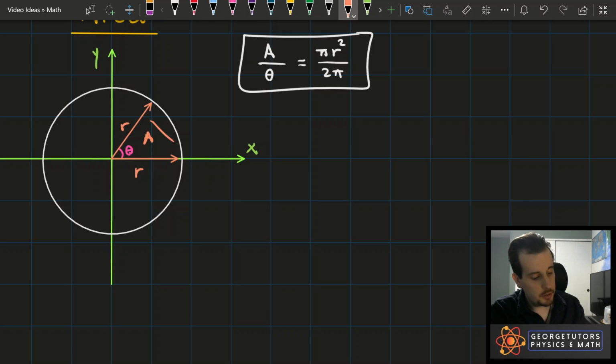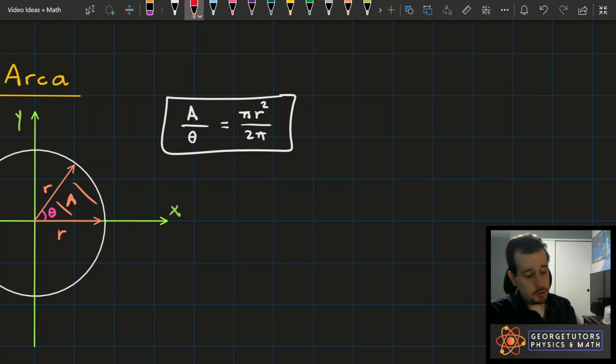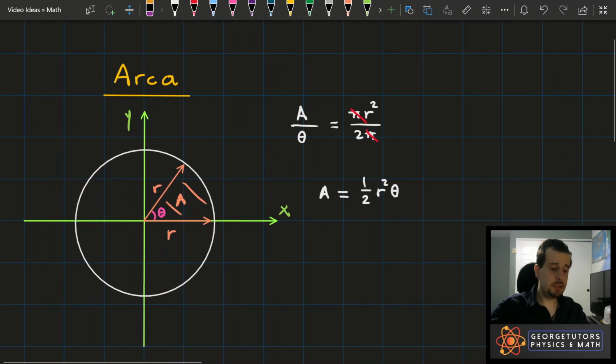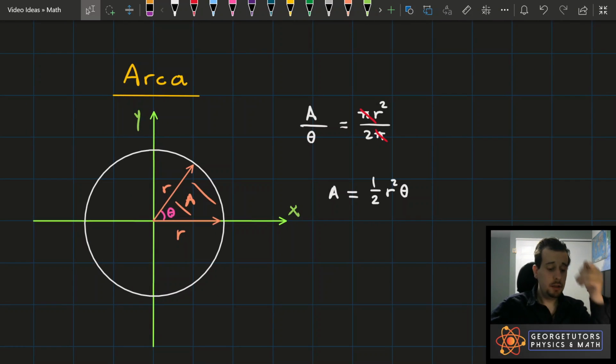So I want to find this area. It's a simple rearrangement operation. We drop the pi's and we can take the theta on the other side to get ourselves 1/2 r squared theta. And that's it, really. That's what you can use to find the area of any circular segment.